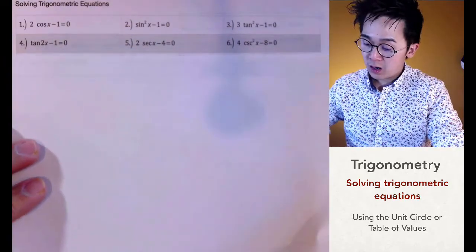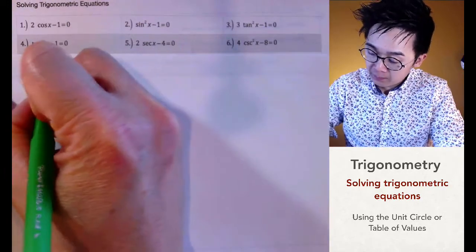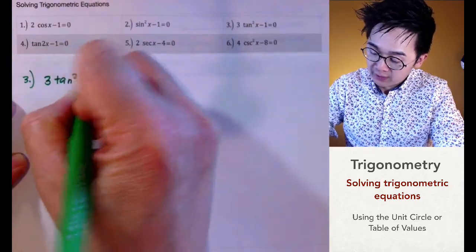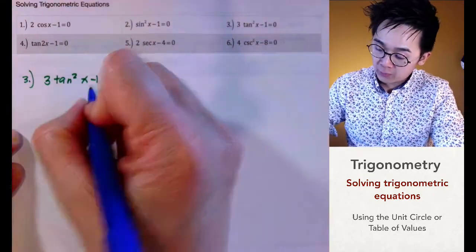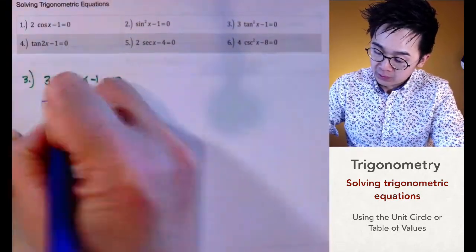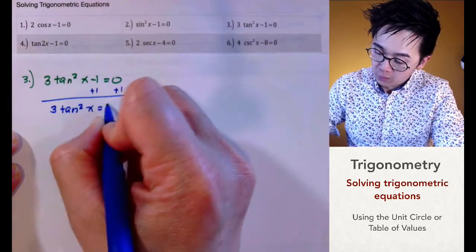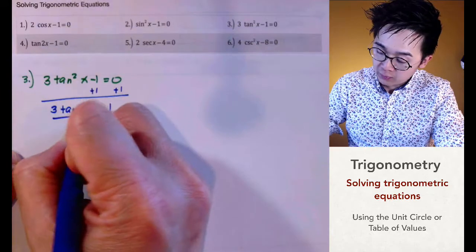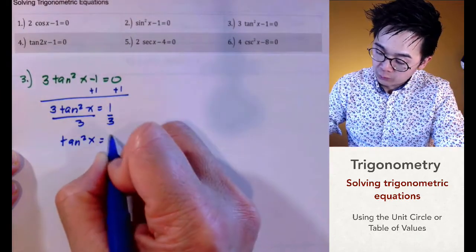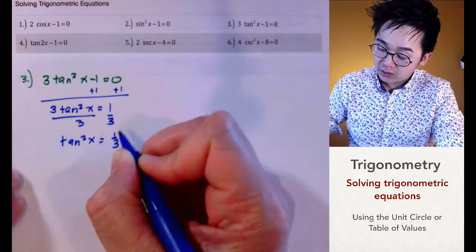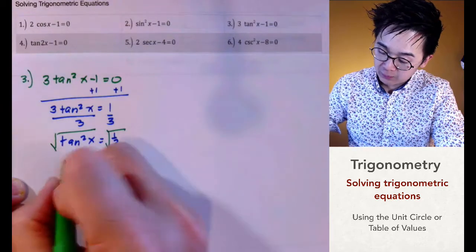Let's continue on answering problem number 3. We have 3 tangent squared x minus 1 equal to 0. So we will add 1 on both sides, and we'll have 3 tangent squared x equals 1. Then we divide both sides by 3, so we have tangent squared x equal to 1/3. By taking the square root of both sides, we'll be able to eliminate the exponent.